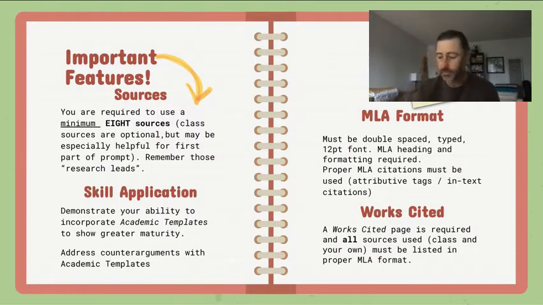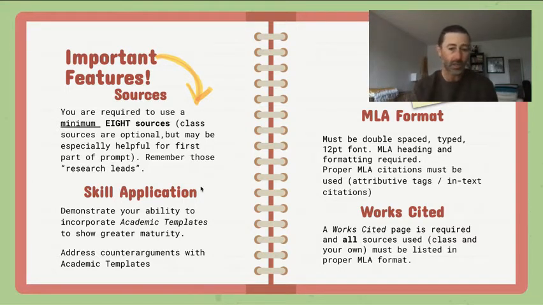So, some of the important features. Excuse me as I drink a little coffee. Sources. You are required to use a minimum of 8 sources. The class sources can count. We have read and watched 5 of them, but we need 8. Remember those research leads. One source can grow into 2 or 3 or 4 or even 5. So remember those research leads.